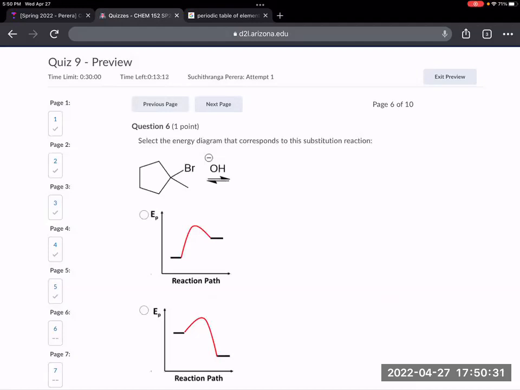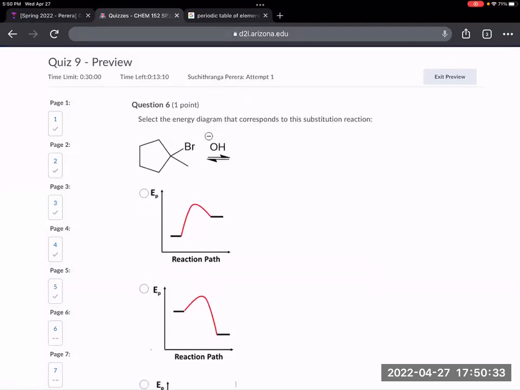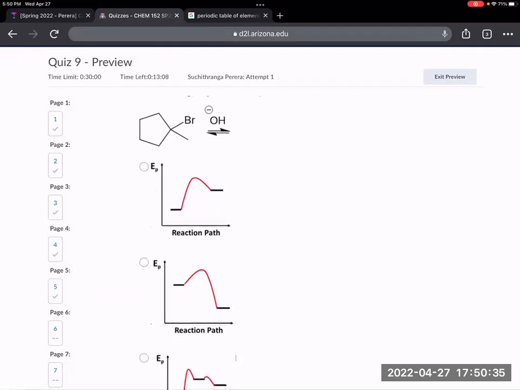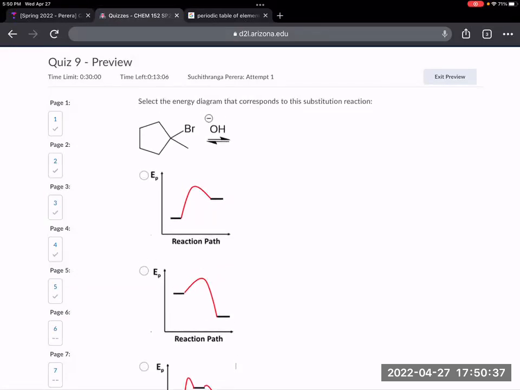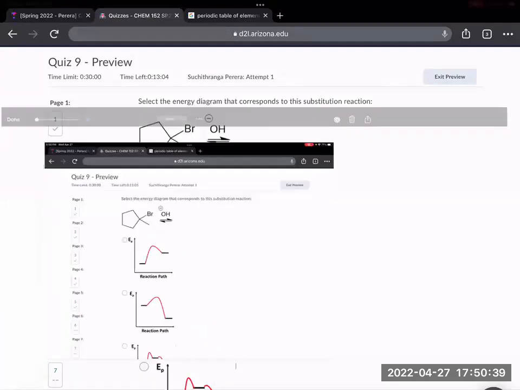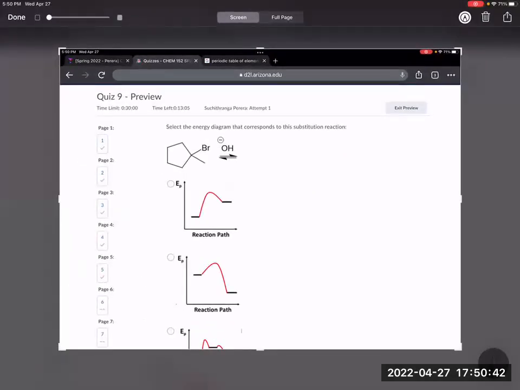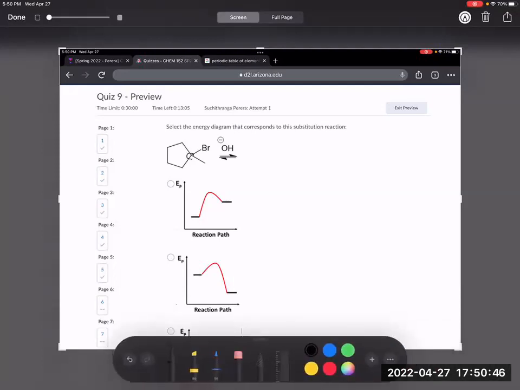Select the energy diagram that corresponds to this substitution reaction. Let me take another picture. Now again, this carbon is, no, I need a different color. I may use blue.